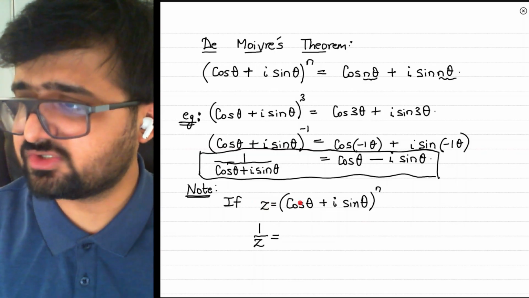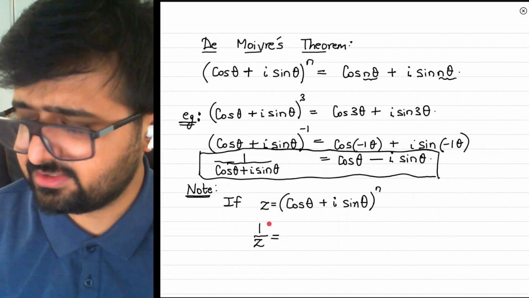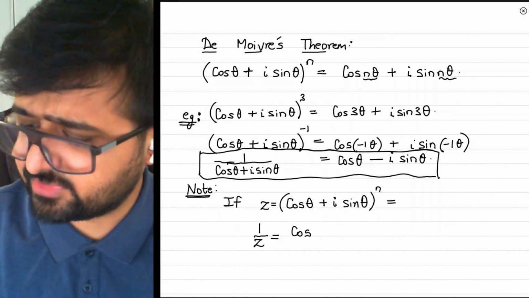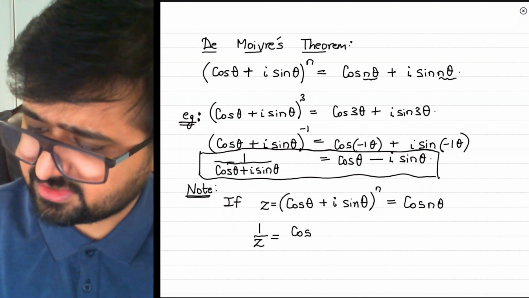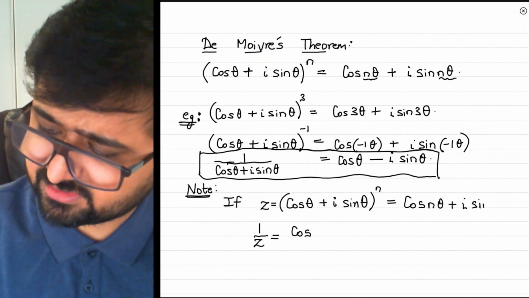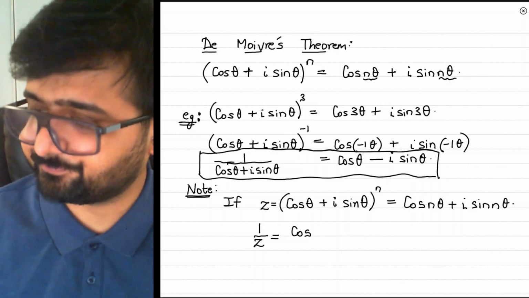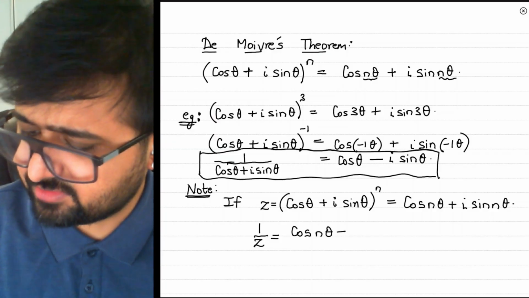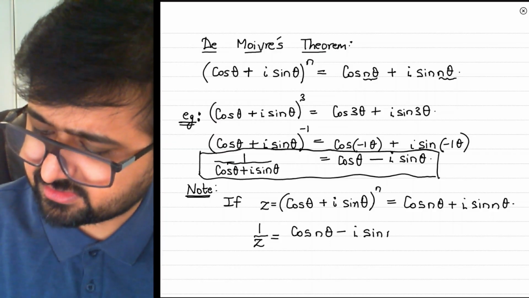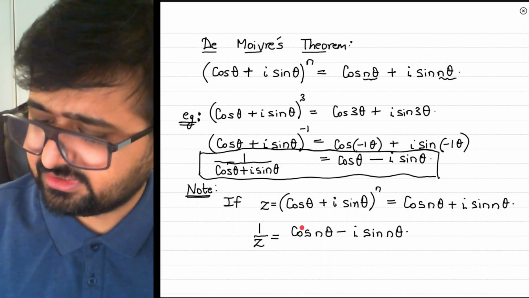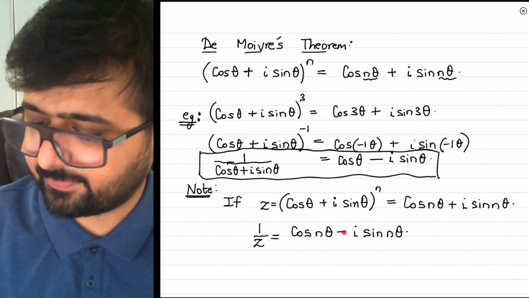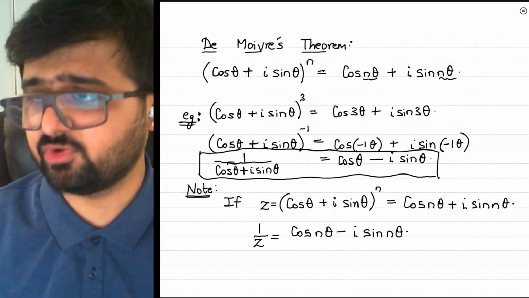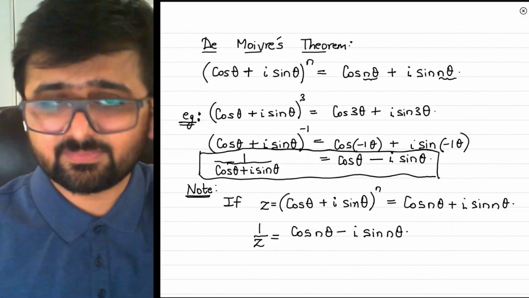Okay, we can extend this idea here as well. If we have z = (cos theta + i sin theta) to the power n, we know this is nothing but cos n theta + i sin n theta by de Moivre's theorem. Then 1 over z is cos n theta - i sin n theta. If you take reciprocal, just this sign becomes negative, based on de Moivre's theorem. A very simple theorem, but a very powerful one.